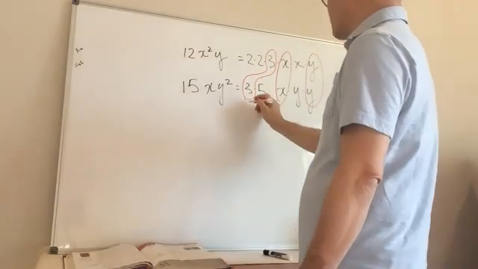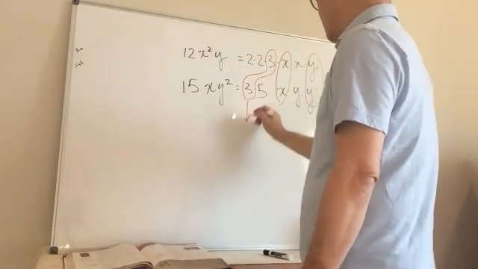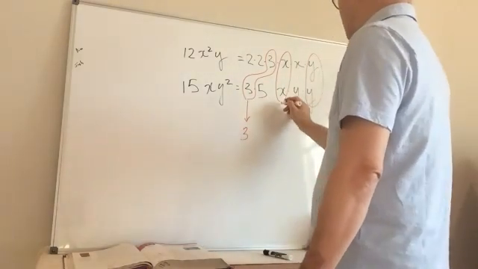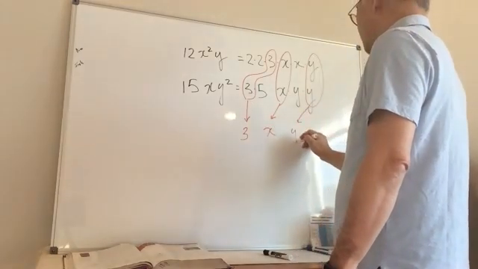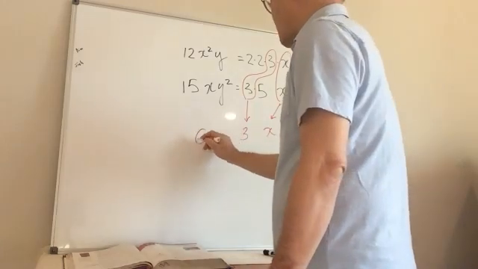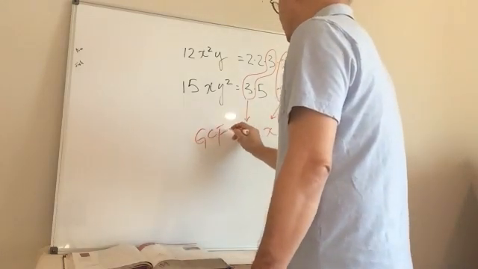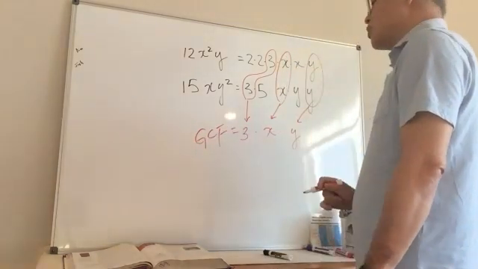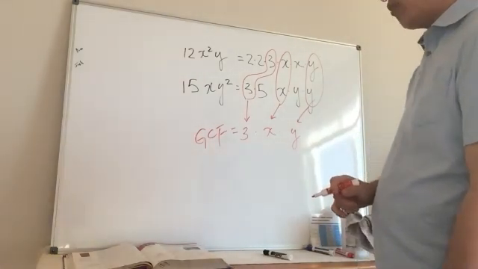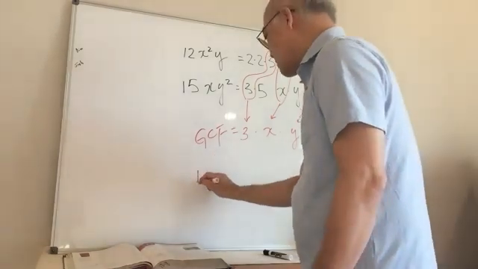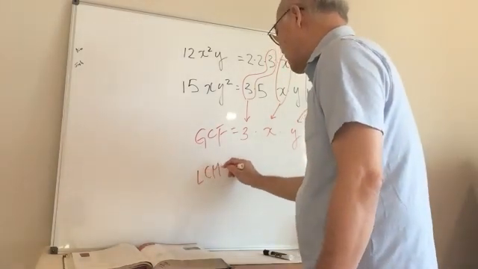So again, the same thing I did before. I'm going to get a 3 here, and from here I'm going to get an x, and from here I'm going to get a y. So my greatest common factor is 3xy. The least common multiple is, again, the same thing we did before.